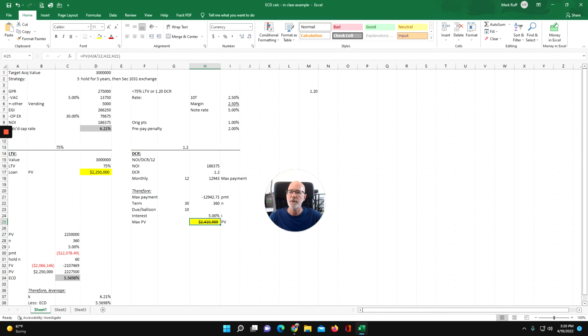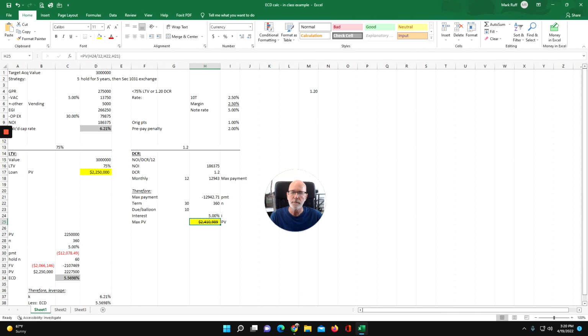This is a present value, if you can see that up here. This is a present value calculation. Okay? This is just a result of multiplying 3 million times 75%. In this scenario, we have to plug in a present value calculation.